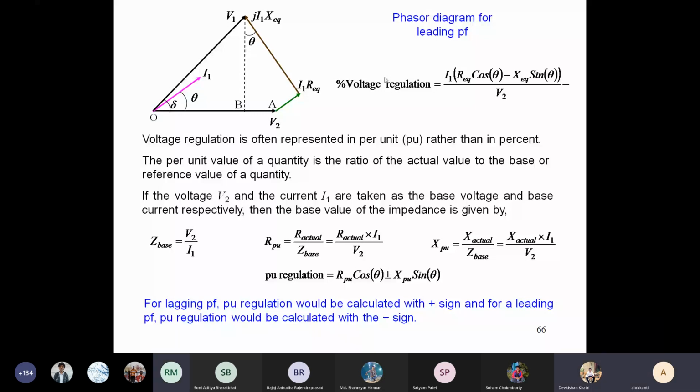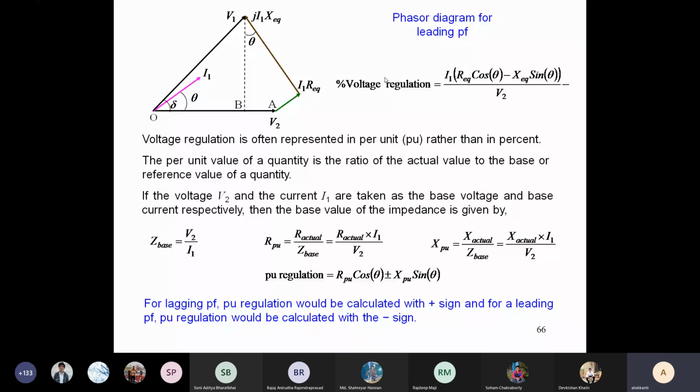What is the significance of Z base? Z base is the base value of the impedance, because as soon as we assume a base value of voltage and a base value of current, the base value of the impedance gets defined because they are related. Similarly, the base value of power gets defined because they are again related to power.